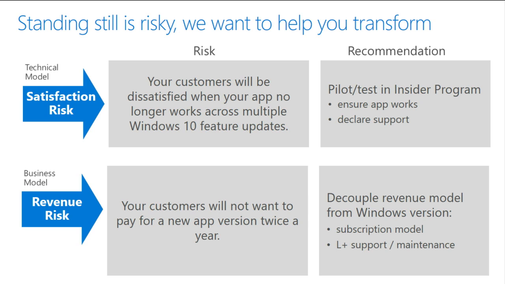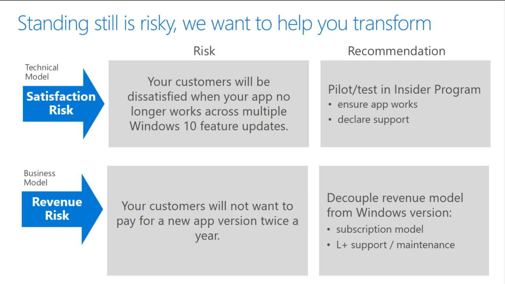So for instance, one of the things that can happen from a technical perspective is that your customers, as Steve mentioned, are going to be piloting Windows 10 within their different feature updates. Your customers could be dissatisfied when your app no longer works if you haven't worked around that feature release specifically. So our recommendation is pilot and test using the Windows Insider program. Get the latest release and ensure that your application works, and make sure that your customers know about it, declaring support officially on your site or through Ready for Windows, as we explained before.